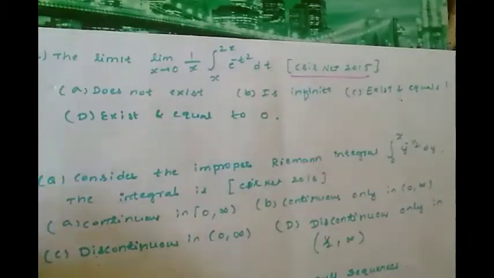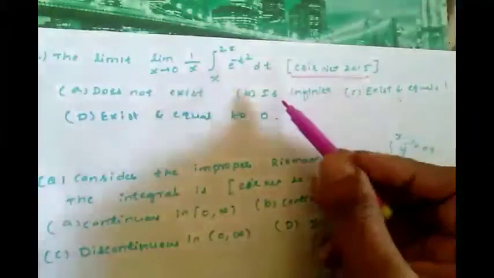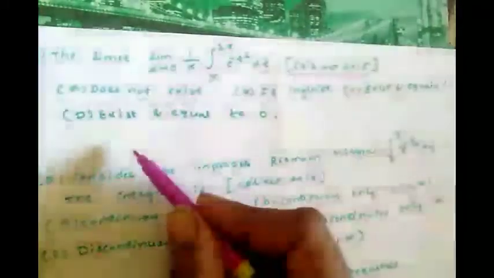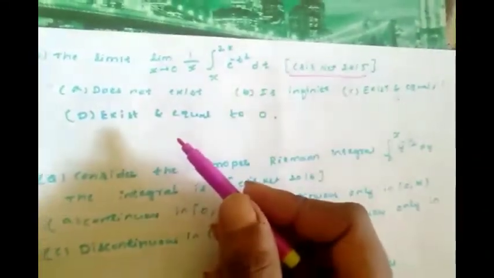Usually this type of problem is asked in the IIT JAM examination, KSET, and many other higher mathematics examinations. Option A is does not exist, option B is infinite, option C is exists and equal to 1, and option D is exists and equal to 0. Now we have to solve this problem.